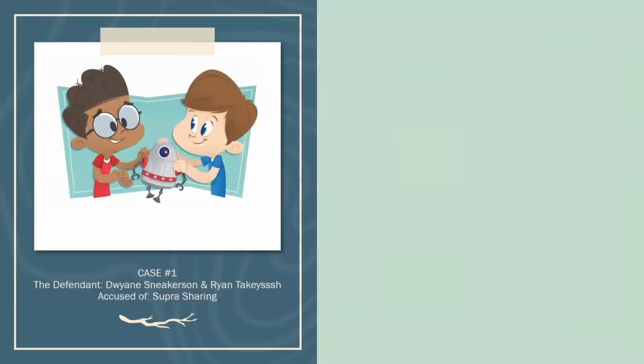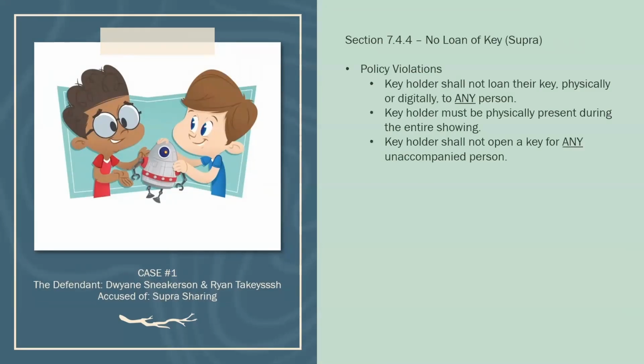Case number 1: Dwayne Sneakerson and Ryan Takesy, accused of sharing a Supra key. So, section 7.4.4, no loaning of the key. A key holder shall not loan their key physically or digitally to any person.